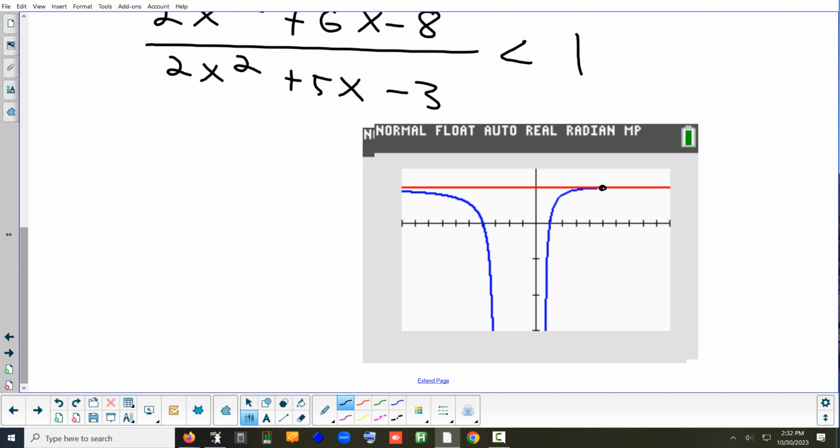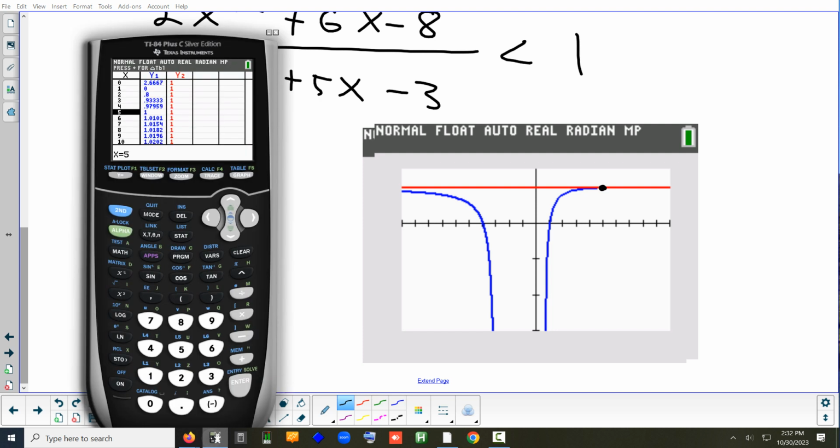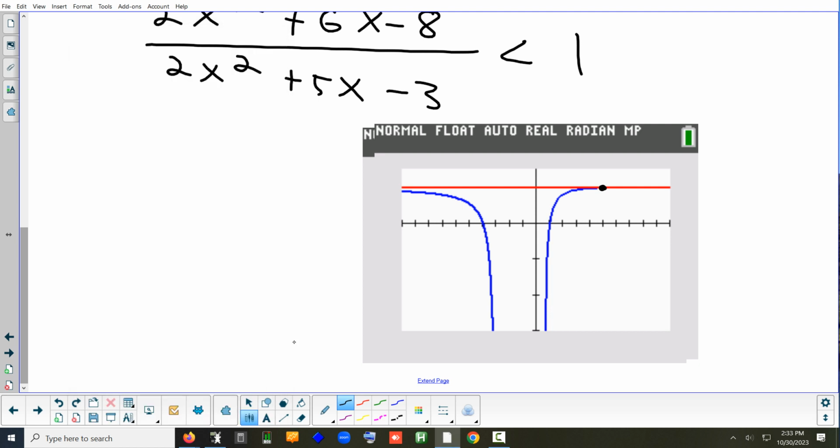Any question on why the blue one goes above 1? I see it in the table. It goes above 1. All right, so let's see if we can figure out what's going on here. I know I can't go past 5. I've got to stop there. How far to the left does it look like I can go, and the blue one will stay under the red?